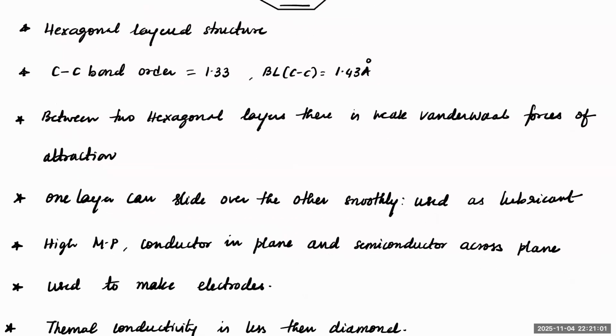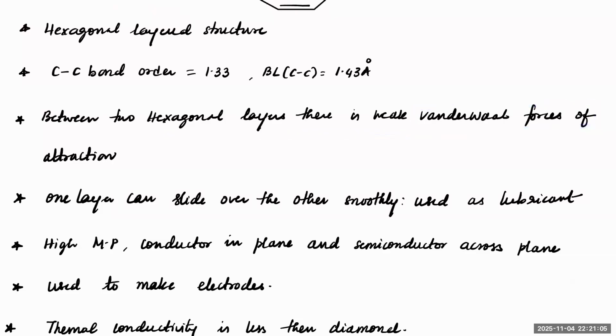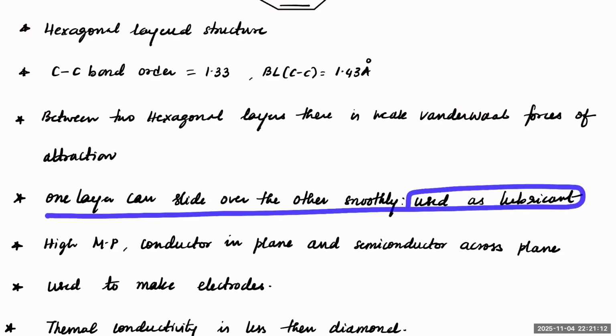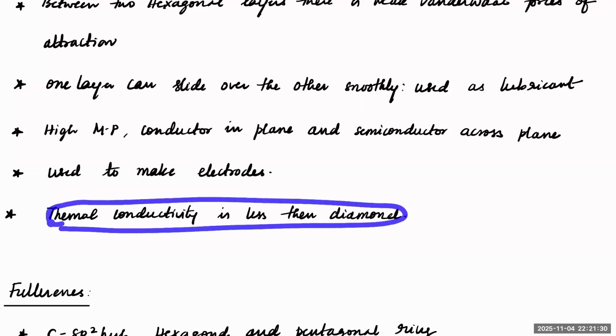Next, the two hexagonal layers are held by weak van der Waals forces of attraction. One layer will slide over the other smoothly, thus it is used as a lubricant. It has a high melting point. It is a conductor in planes, as well as a semiconductor across the planes. It is used to make electrodes in general, and its thermal conductivity is less than diamond if you compare.